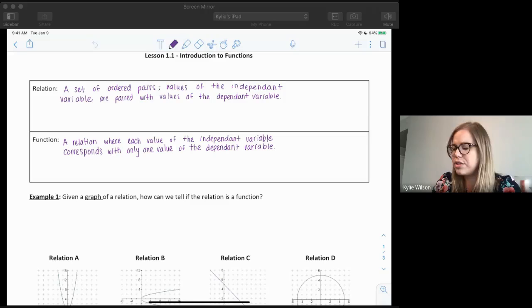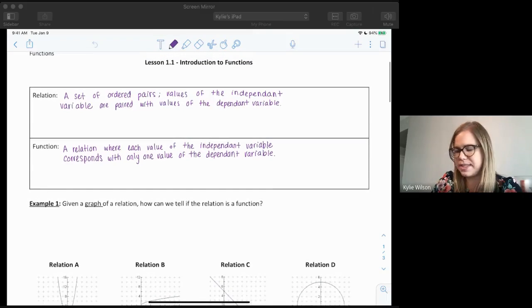So there's two main definitions that we have to go over, and I've already written them out just because they're a little long, but we want to talk about the difference between a relation and a function. So a relation is a set of ordered pairs. Values of the independent variable are paired with values of the dependent variable. So when I just have a bunch of ordered pairs and not really an equation, that's referred to as a relation. Next, we have a function.